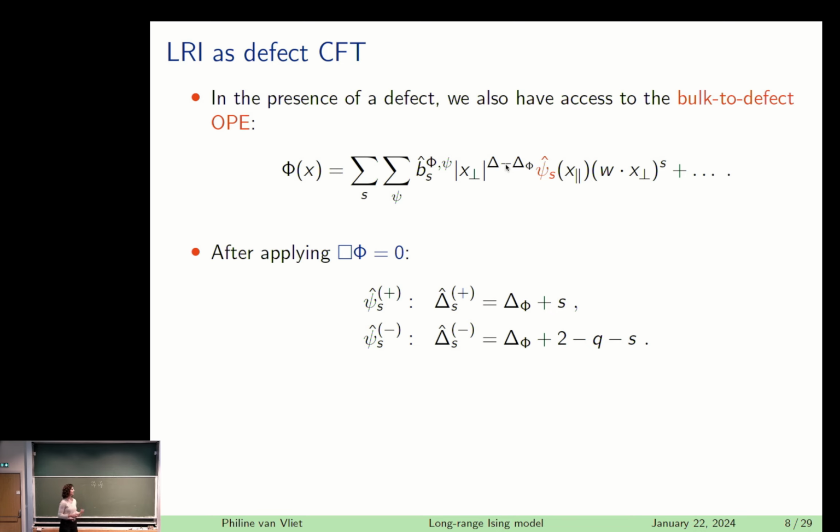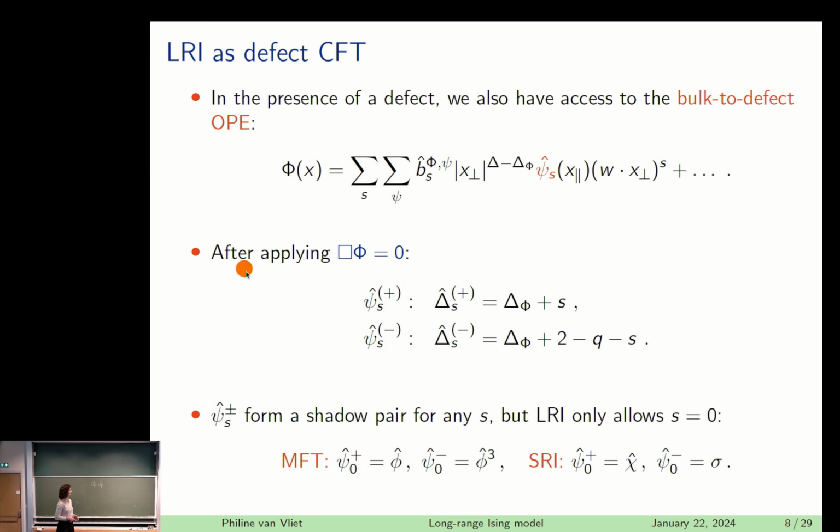So now it turns out that since we have a free bulk field, we can apply the equations of motion on phi and find very restricting constraints for the dimensions of these defect modes. So it turns out there's only two types, the plus and minus mode, and each type will have fixed conformal dimension coming from this constraint. And these are exactly these non-renormalization theorems that we saw before, coming from the non-locality of the long-range Ising model.